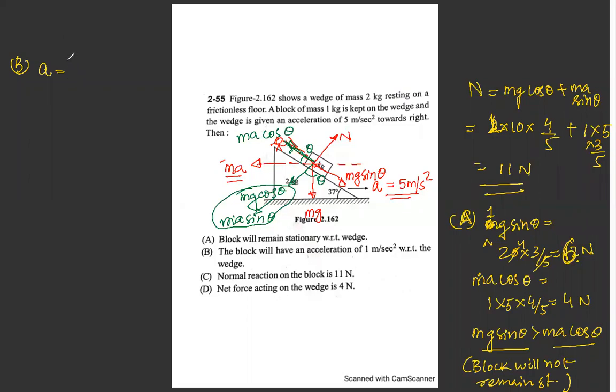Here, which one is more? Mg sin theta is more than ma cos theta. So we can write mg sin theta minus ma cos theta divided by m. This is 6 minus 4 divided by 1, that is 2 meter per second square. We got the answer as option C. So that's why the answer is option C.